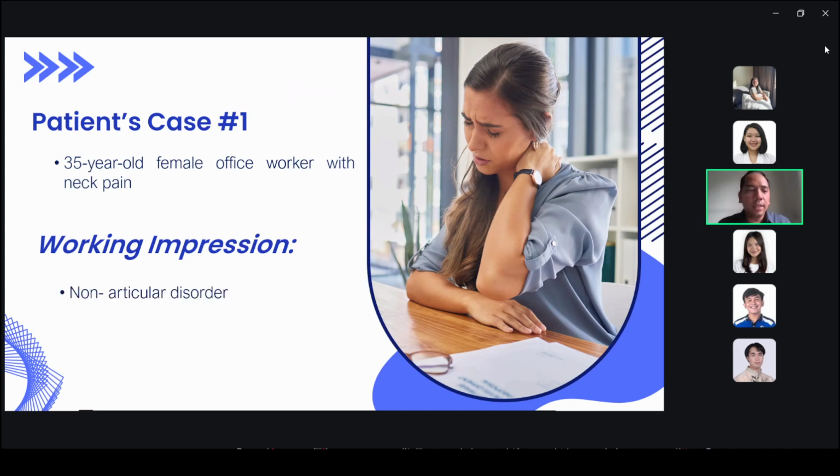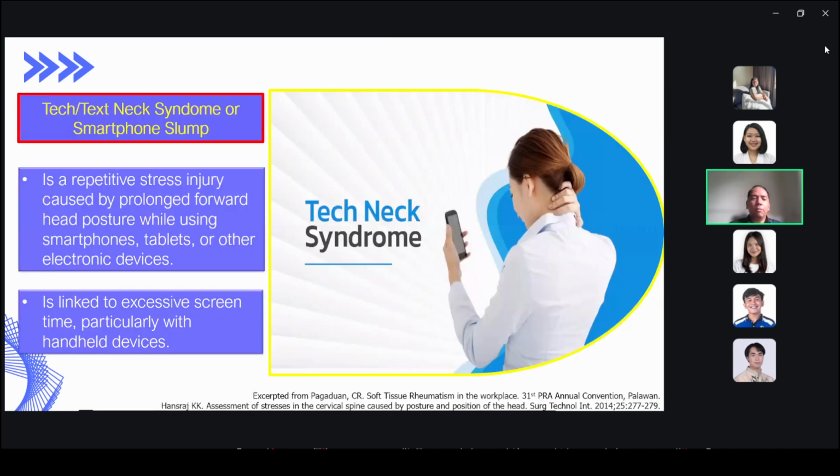So this patient definitely has a non-articular disorder, a soft tissue rheumatism, and the patient is suffering from text neck syndrome. Although it is not in the picture or illustration I showed, because this is its own entity. Text neck syndrome or smartphone slump disease is a repetitive stress injury caused by prolonged forward head posture while using smartphones, tablets, or other electronic devices, and is linked to excessive screen time, particularly with handheld devices.